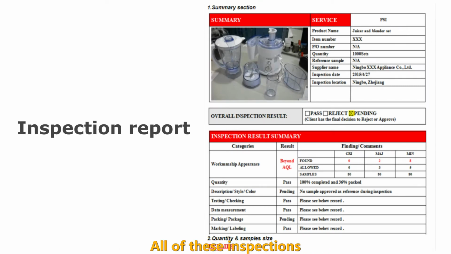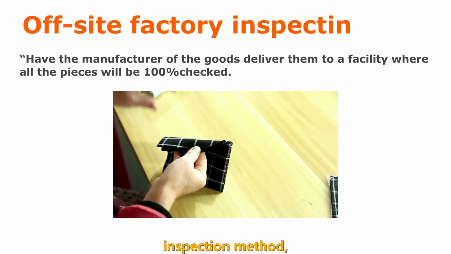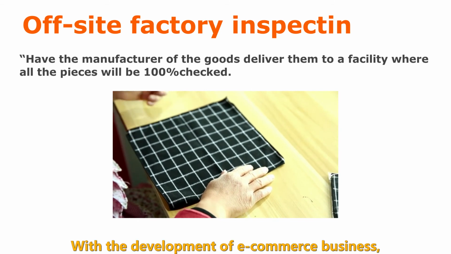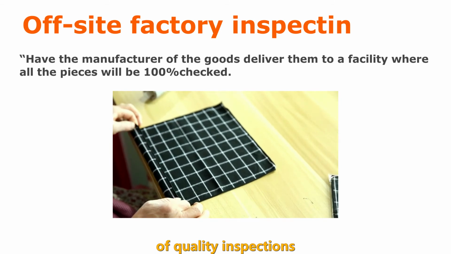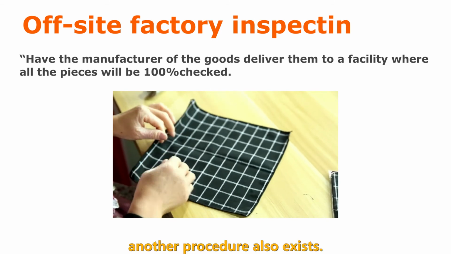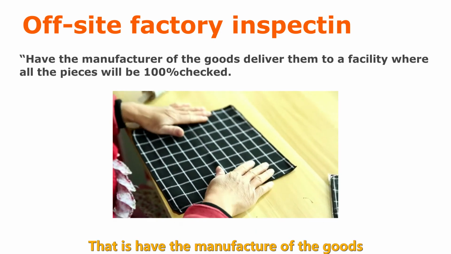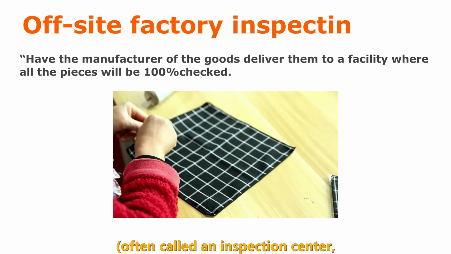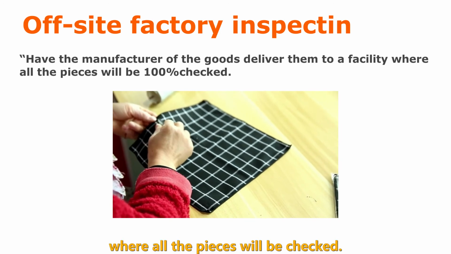Okay, all of these inspections we have talked about are all done on site. Now, we will introduce another inspection method, which is an offsite factory inspection. With the development of e-commerce business, in addition to the four types of quality inspections we talked about above, another procedure also exists. That is, have the manufacturer of the goods deliver them to a facility, often called an inspection center or a quality control platform, where all the pieces will be checked.